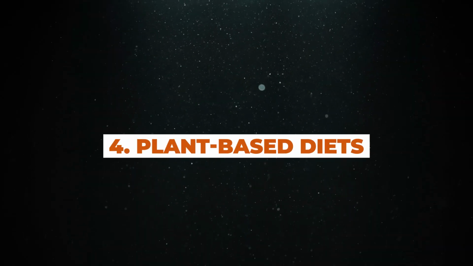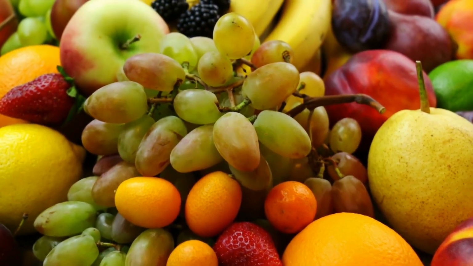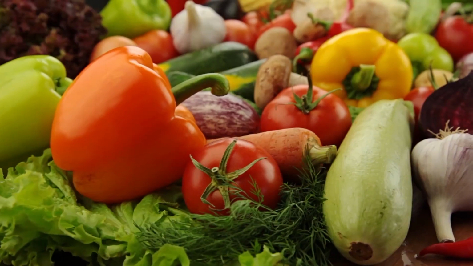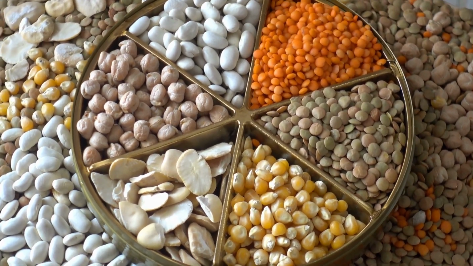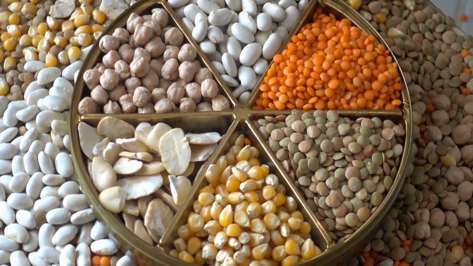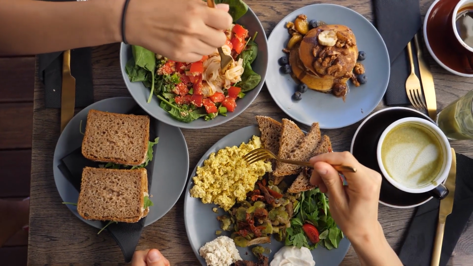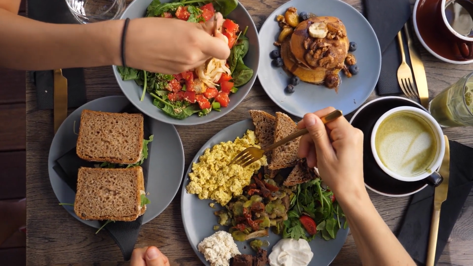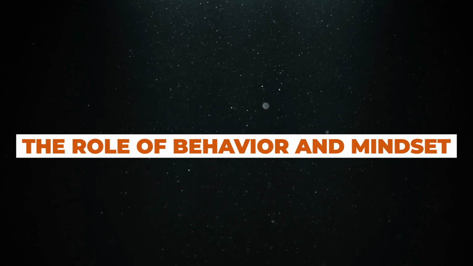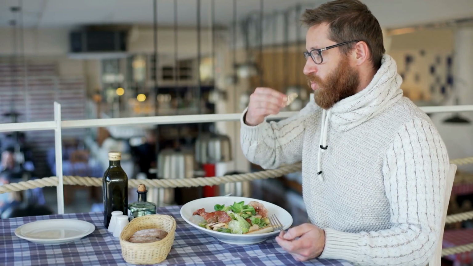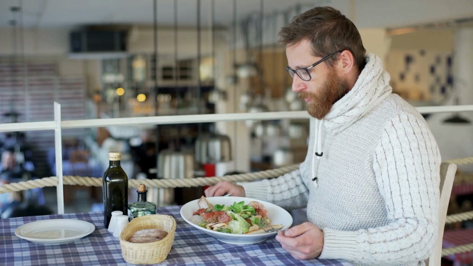4. Plant-based diets. Diets that emphasize plant foods like fruits, vegetables, and legumes can be effective for weight loss and overall health. They are typically lower in calories and higher in fiber. The role of behavior and mindset. Your mindset and behavior play a significant role in weight loss. Here are some strategies to develop a healthy relationship with food and your body.